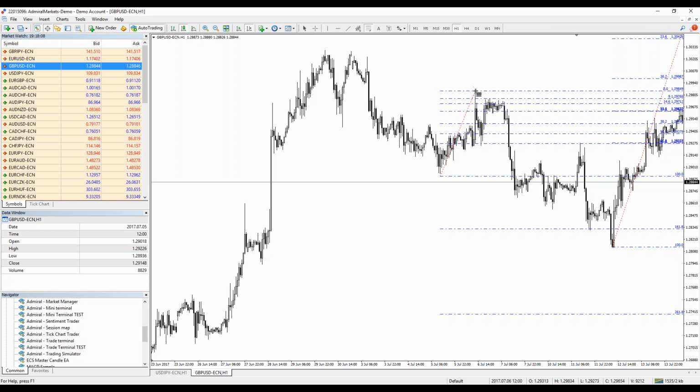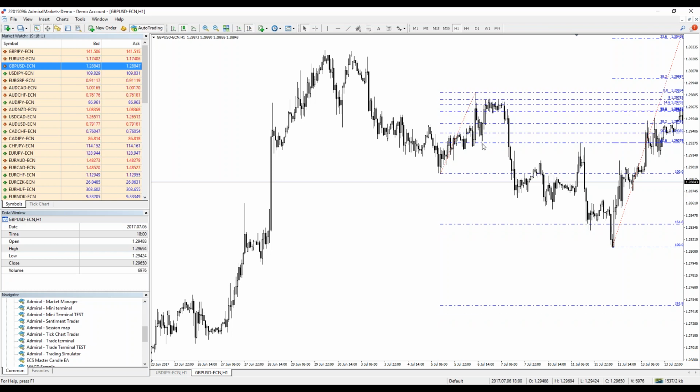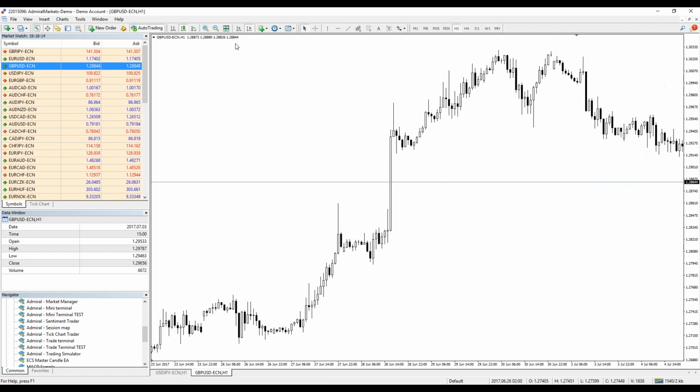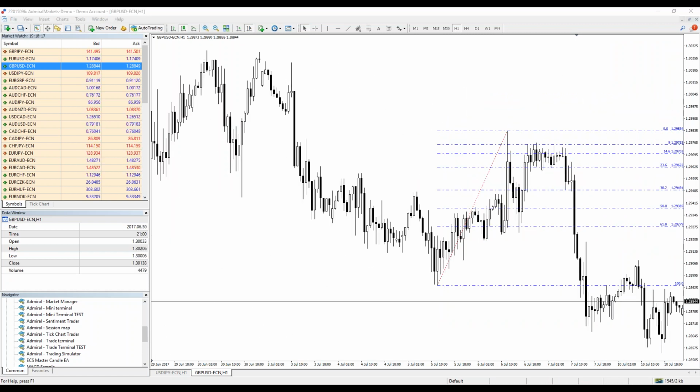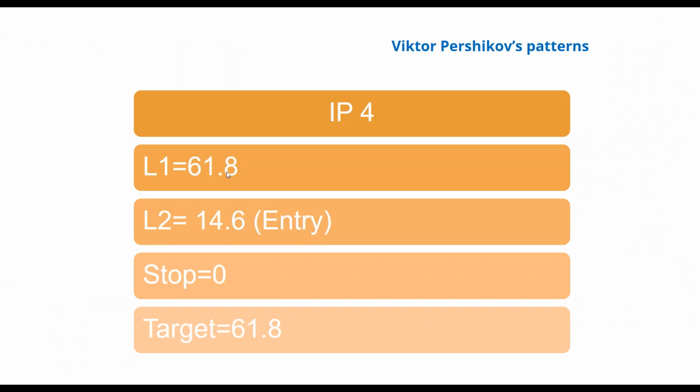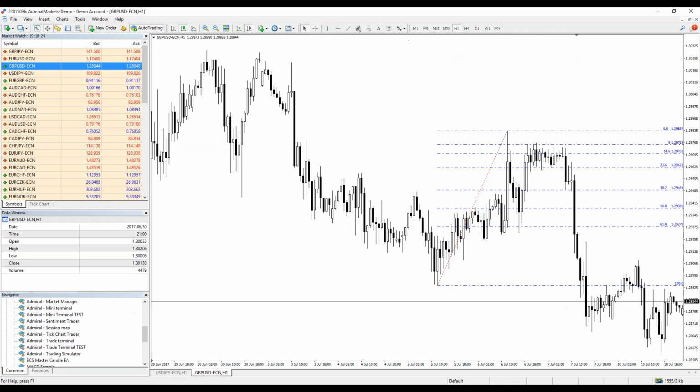Watch this, for example. Again, wow, 61.8 rejection, right? Let me zoom in. 61.8. What is that? It's IP4. 61.8, it needs to get to 14.6. Did it make it? 14.6. Indeed. This was the entry. And watch this drop. Wow. So really, congratulations on this, Victor. I think these patterns are very, very good, very valid. And definitely my opinion is that they should be worked on, and they need refinement.